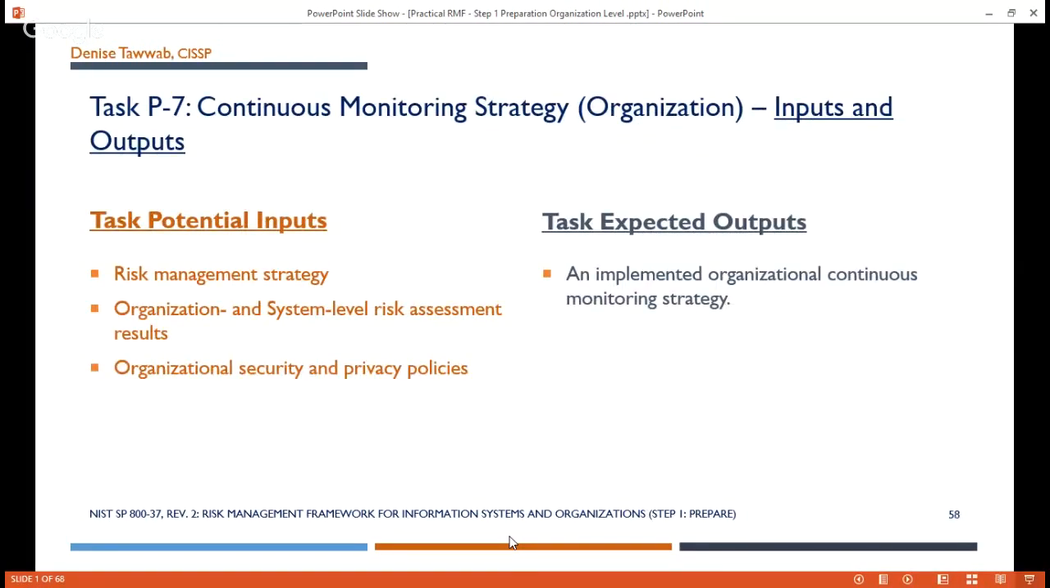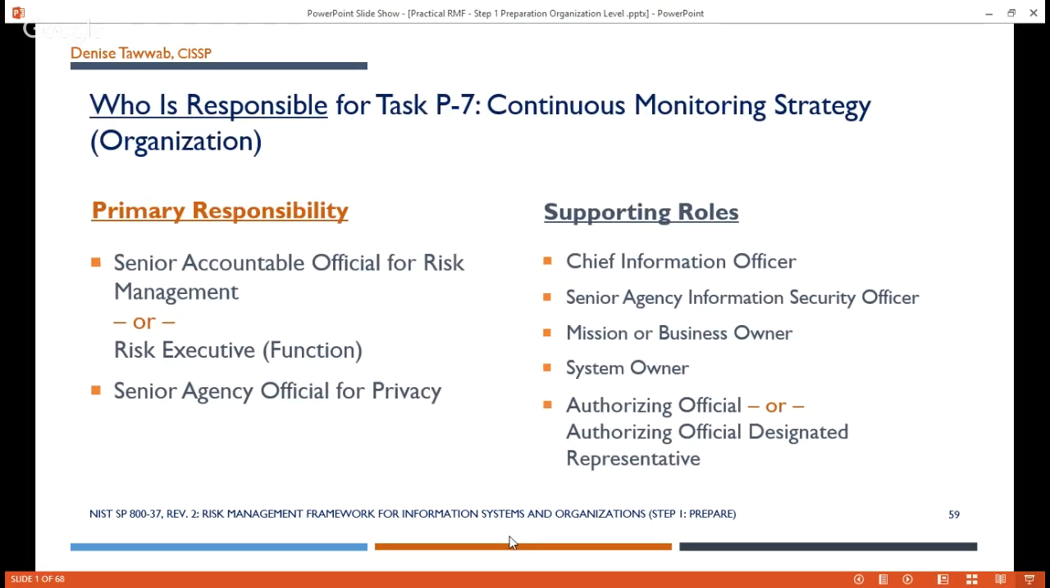The inputs to this continuous monitoring strategy are going to be your risk management strategy, your system and organization level risk assessment results, and your security and privacy policies. The expected output is an implemented organizational continuous monitoring strategy. The responsibility for this belongs to the risk executive function and also the senior agency official for privacy. Supporting roles, of course, are your CIO, your senior agency information security officer, your mission or business owner, the system owner, and the authorizing officials.